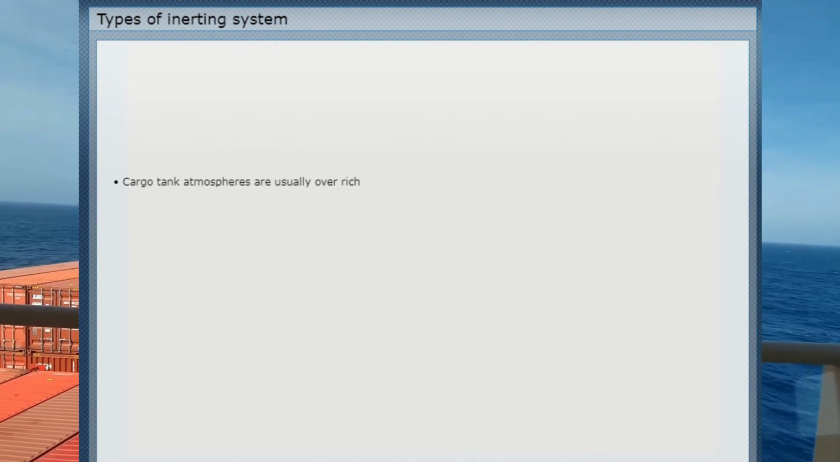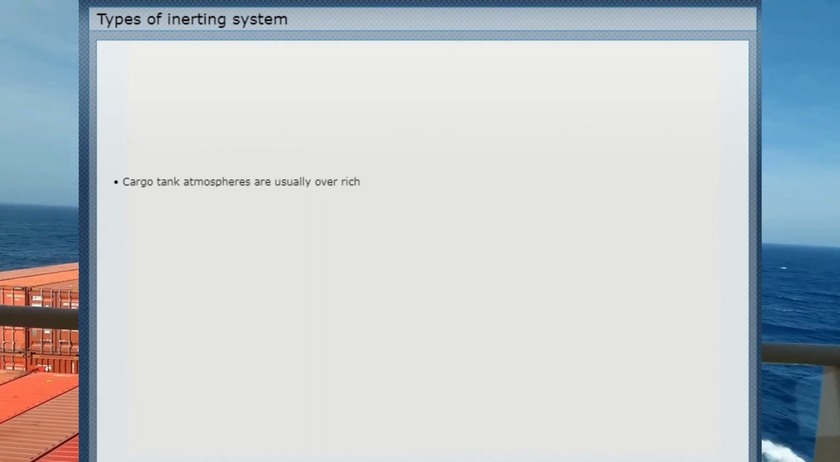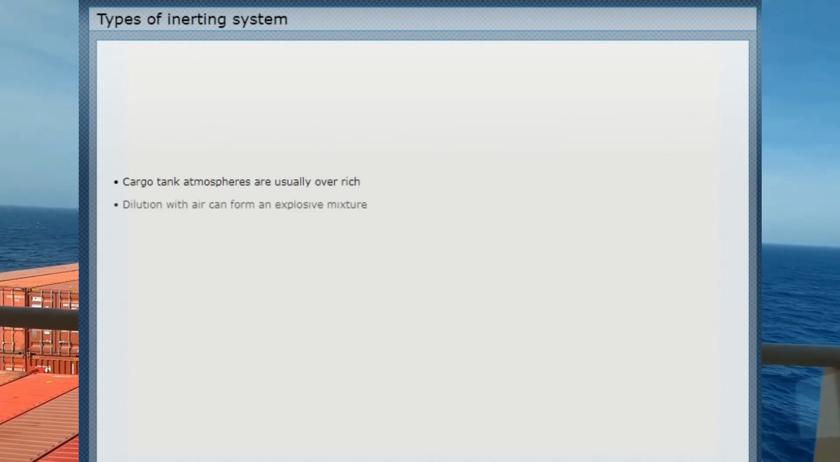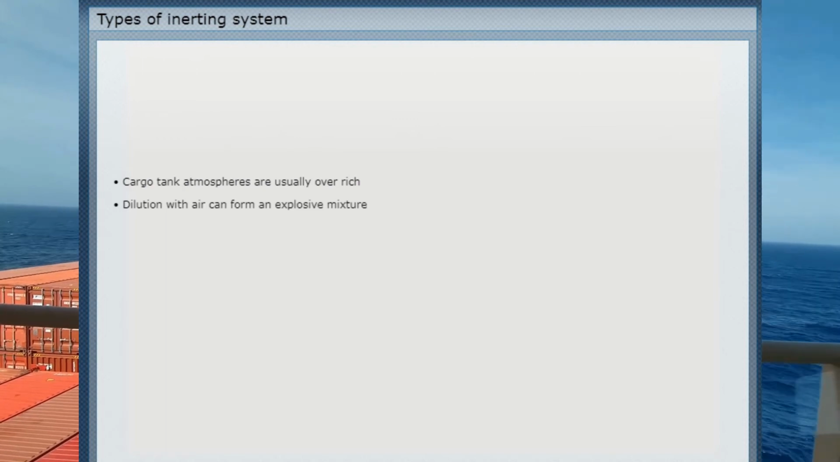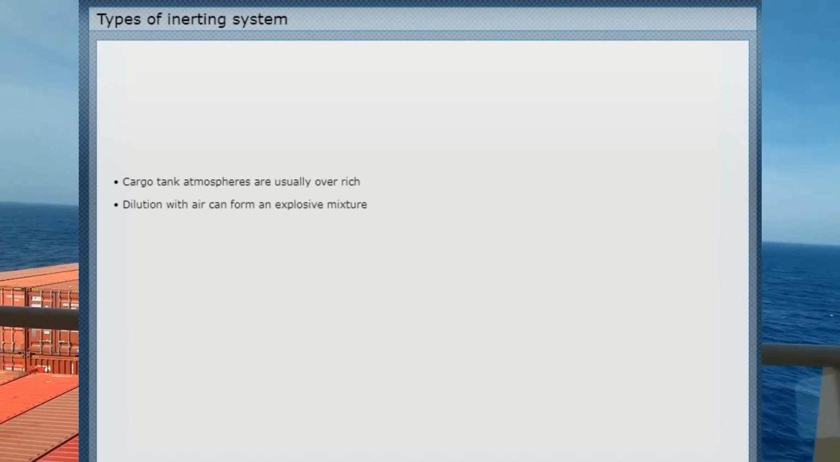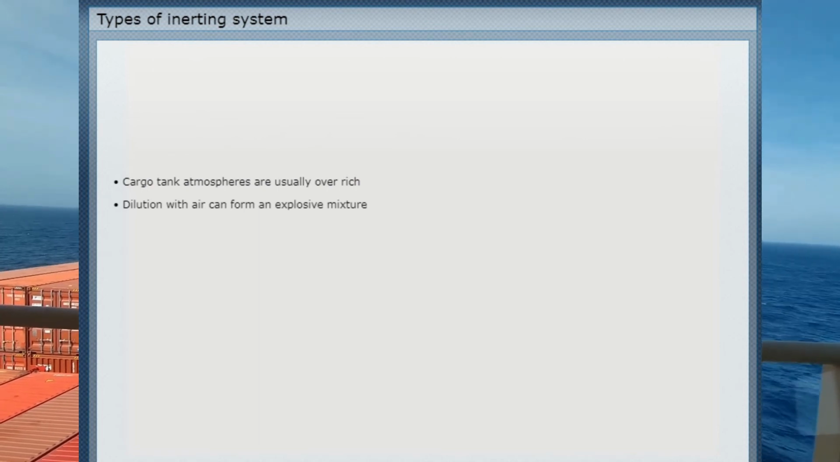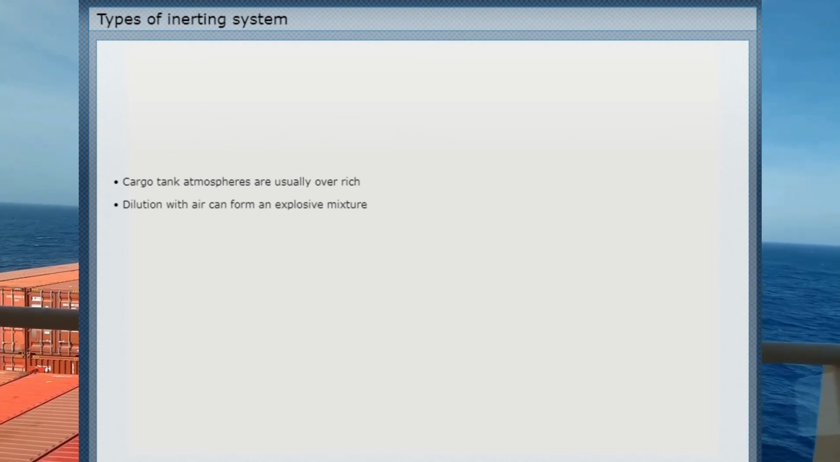Cargo tank atmospheres are naturally over-rich for much of the time, as they contain too much hydrocarbon gas for there to be a risk of explosion. However, unintended ingress of air can dilute the atmosphere to such a condition that the risk of explosion is present. It is therefore considered safer to maintain cargo tank atmospheres in an inert state.